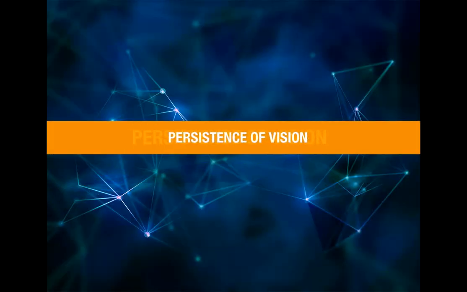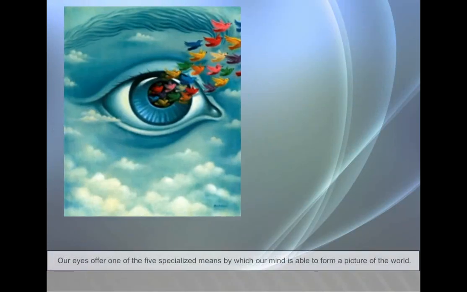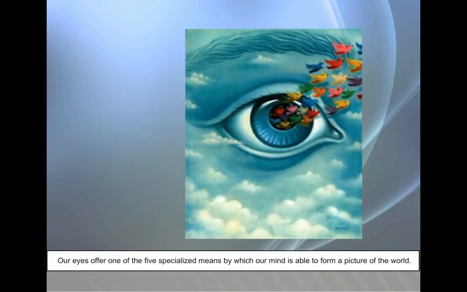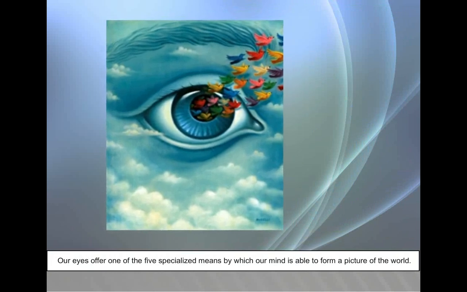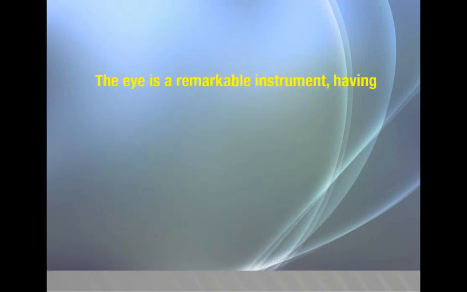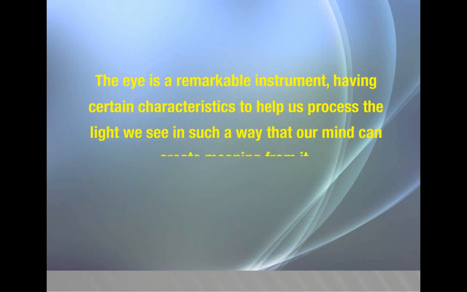Persistence of vision. In this video, we are going to see about persistence of vision. Our eyes offer one of the 5 specialized means by which our mind is able to form a picture of the world. The eye is a remarkable instrument having certain characteristics to help us process the light we see in such a way that our mind can create meaning from it.